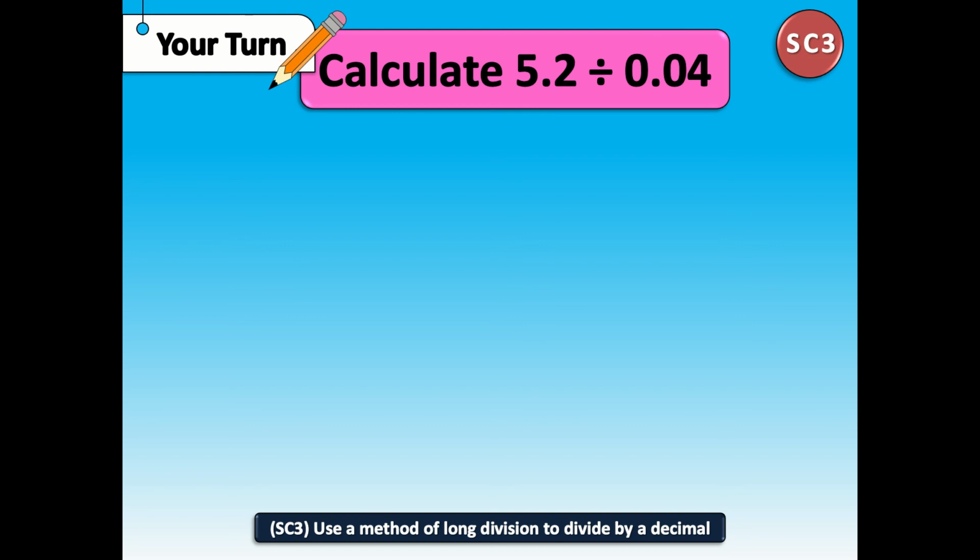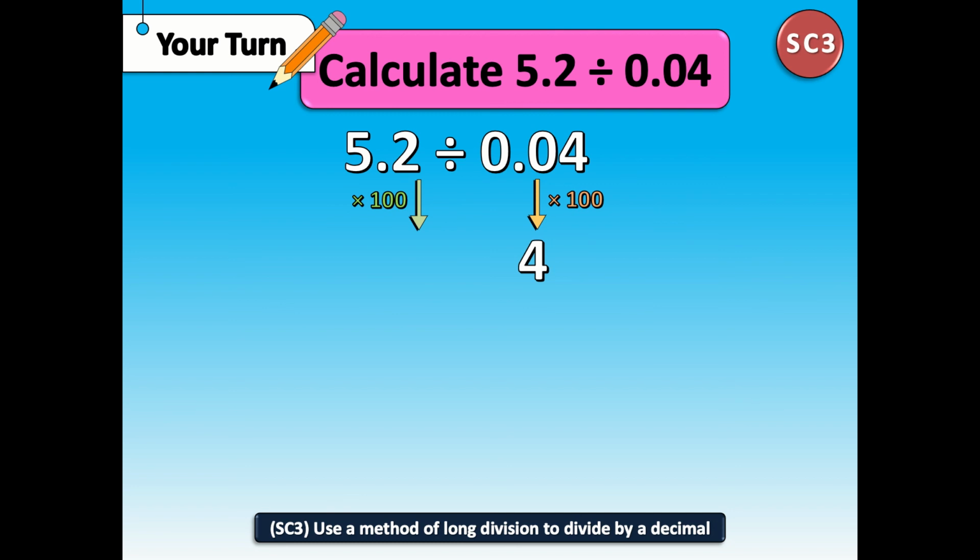So in this question, I want to do 5.2 divided by 0.04. So I times the second number by 100 to make it 4, which means I've got to times the first number by 100 as well, and that would make it 520. So I do 520 divided by 4.